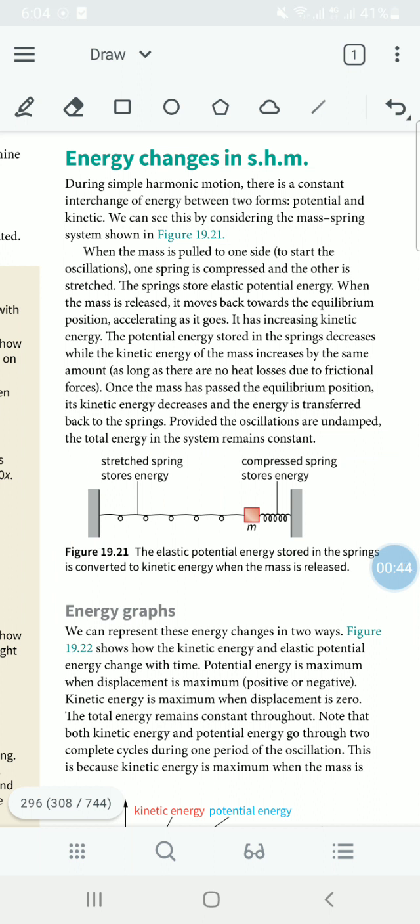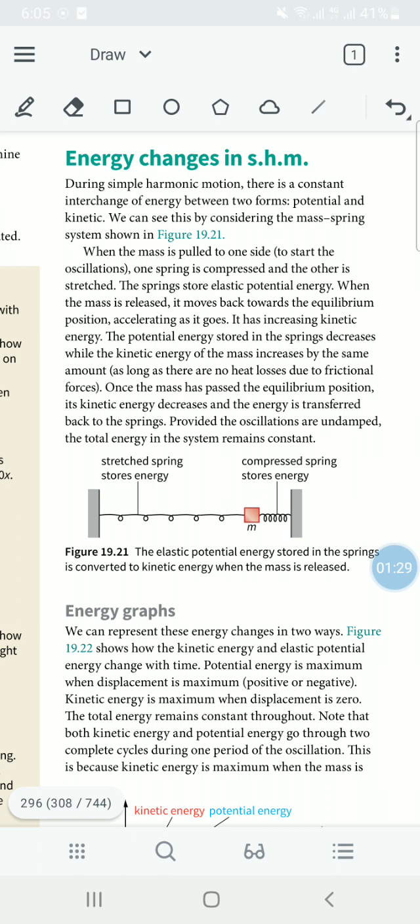During simple harmonic motion, there is a constant interchange of energy between two forms, potential energy and kinetic energy. Now how does this happen? In a perfect world, if there is no loss of energy due to friction, if energy is not lost as heat energy, this will continue to happen. This transfer of energy, from kinetic to potential and potential to kinetic, will continue to happen. So that is the theoretical possibility.